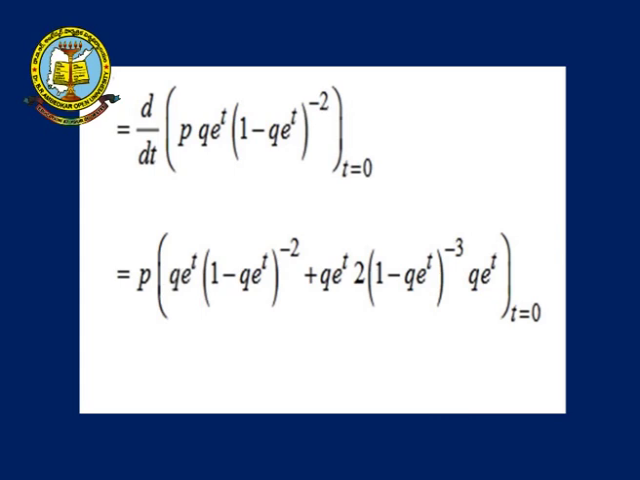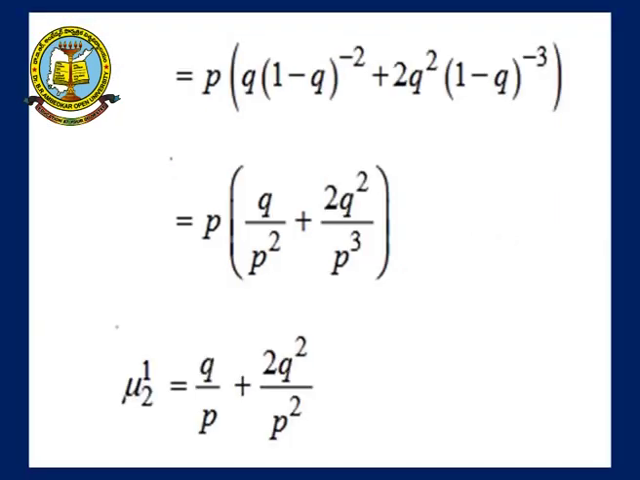Again with the chain rule we take plus q into e power t, and differentiating again gives 2 into 1 minus q into e power t whole power minus 3 into q into e power t. Now t is equal to 0, we substitute here. Therefore, p is constant, giving q into 1 minus q whole power minus 2 plus 2q square into 1 minus q whole power minus 3. P into q into 1 minus q whole power minus 2, we can write as q by p square by simplification. And 2q square into 1 minus q whole power minus 3, we can write as 2q square by p cube.